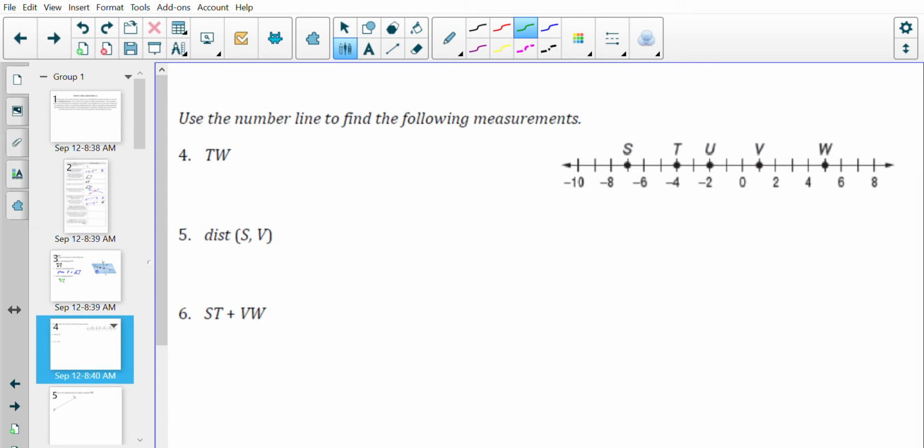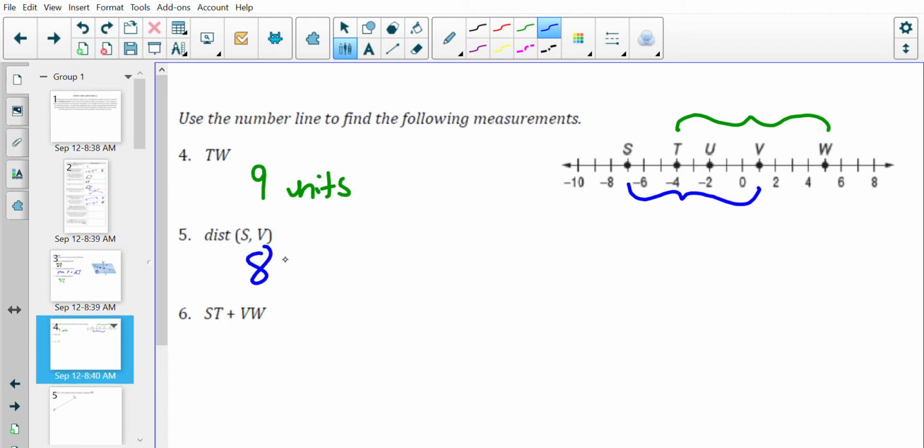Number line, find the measurements. So up above we learned that distance is basically from one point to the other, so TW. So I need to go from T to W, and I just count how many lines. So here we have 1, 2, 3, 4, 5, 6, 7, 8, 9. So distance of TW is 9 units. Distance of S to V, so here's S to V, 1, 2, 3, 4, 5, 6, 7, 8 units.